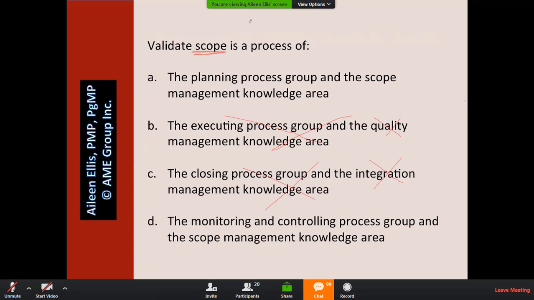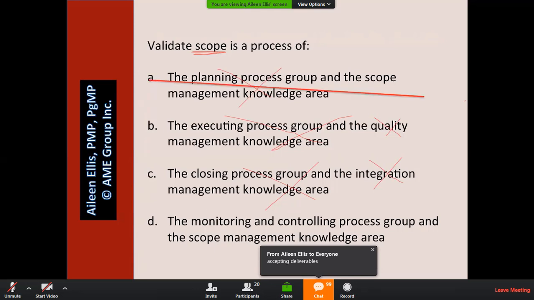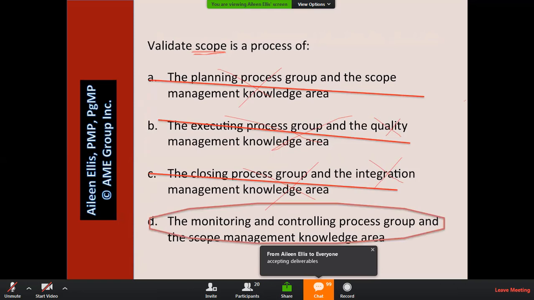Think about where you work and think about what validate means. Though it may not mean the exact same thing in the PMBOK guide, it's probably something close. Validate scope is where the customer reviews the deliverables to decide if they're going to accept those deliverables or not. So validate scope is about the customer accepting deliverables. That's not a planning process. It's a monitoring and controlling process. Even if you didn't know the right answer was D, I'm hoping you were able to eliminate B and C because of the word scope in the question and the word quality or the word integration in the answer.